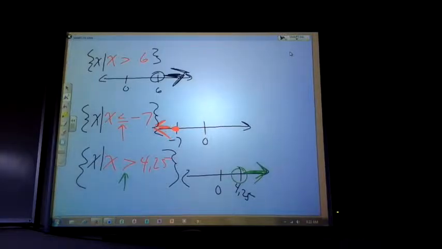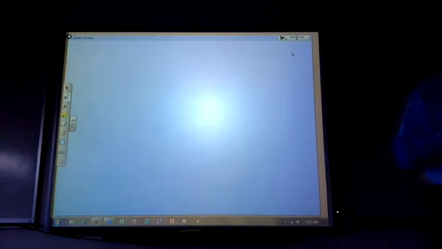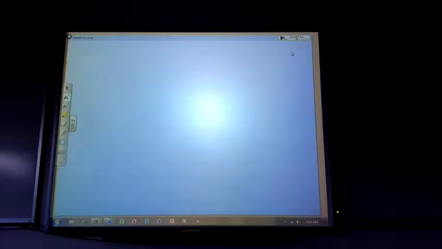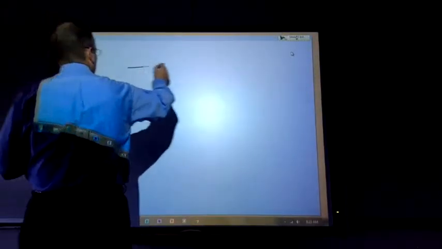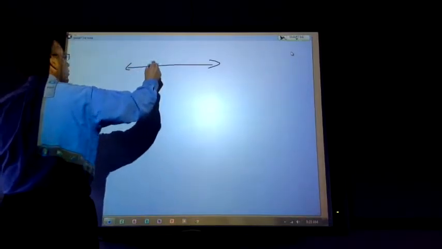Then we get to 11, 12, 13, and 14. And again, this is coming off of page 15 on the worksheet. The temperature in a refrigerated truck must be kept at or below 38 degrees. So let's draw this.